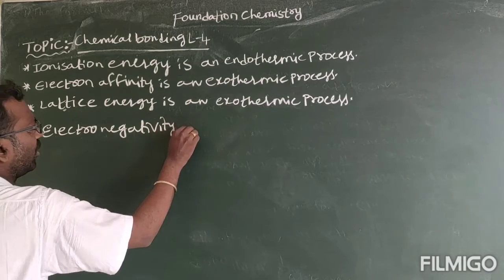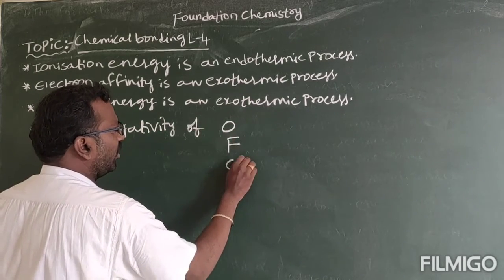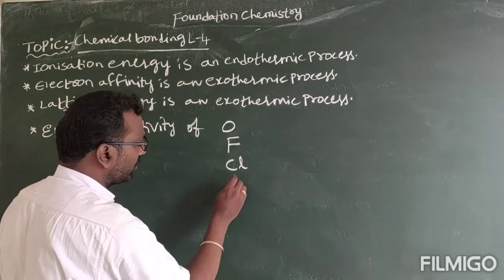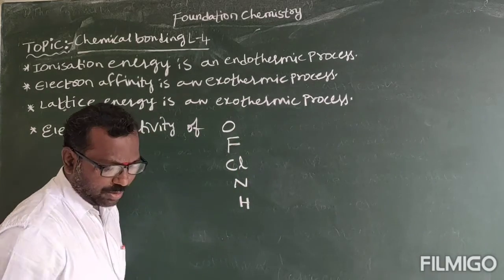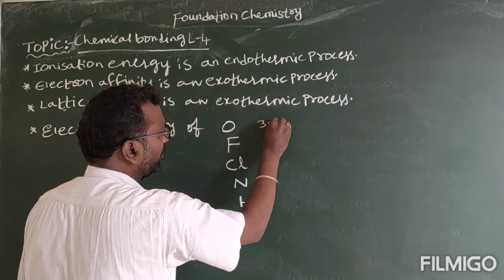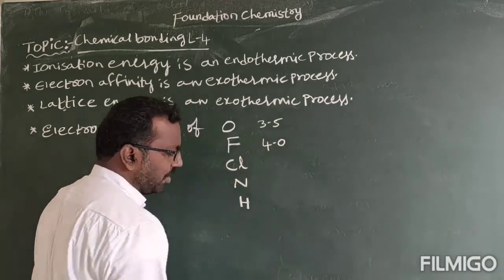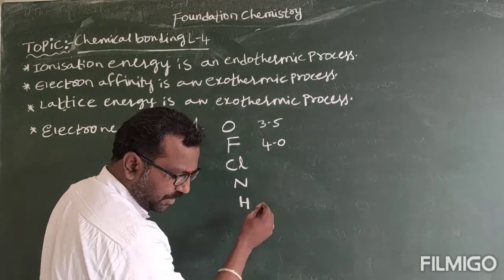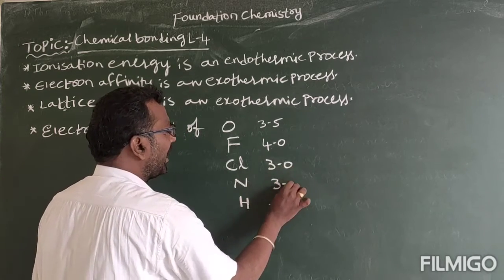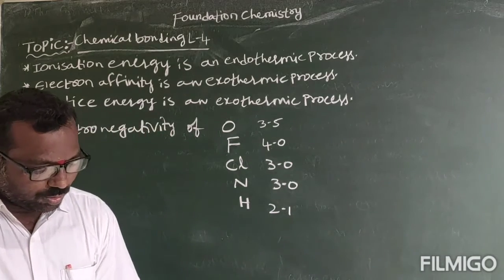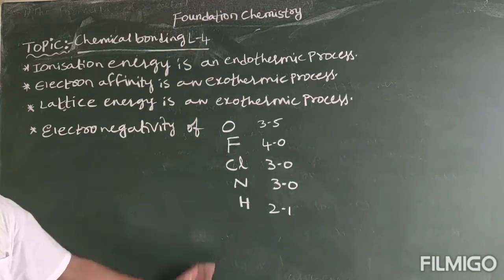Electronegativity of oxygen, fluorine, chlorine, nitrogen and hydrogen. Okay, electronegativity of oxygen is 3.5 and fluorine is 4 and hydrogen is 2.1 and chlorine is 3 and nitrogen is also 3. Both are having the same. Okay, so these are the standard.